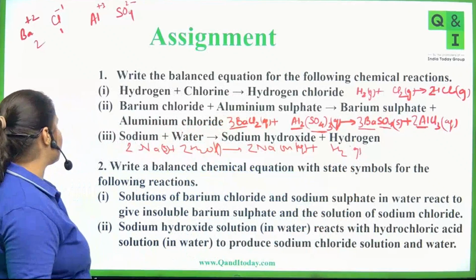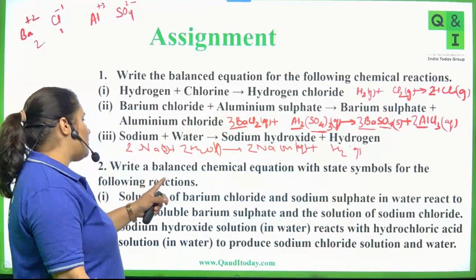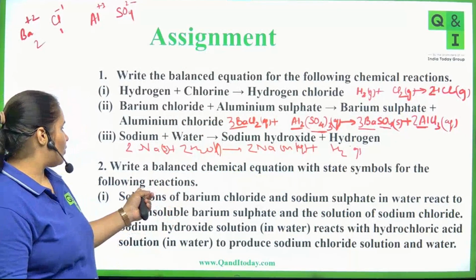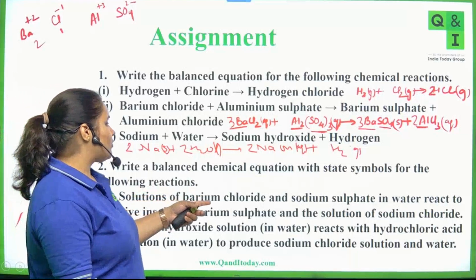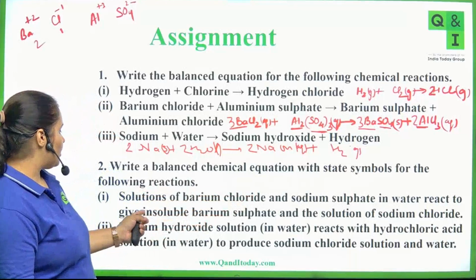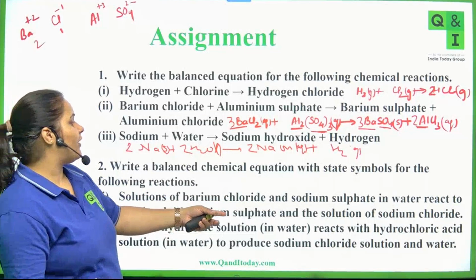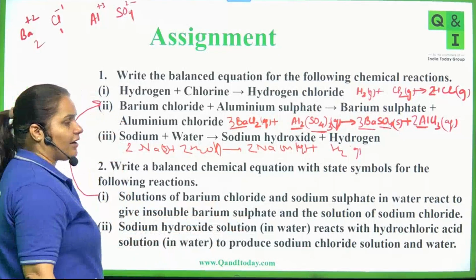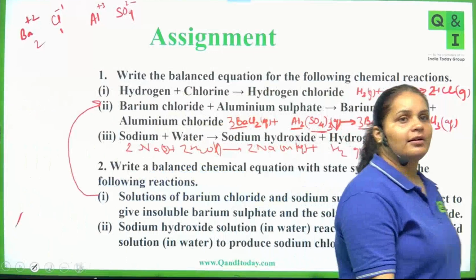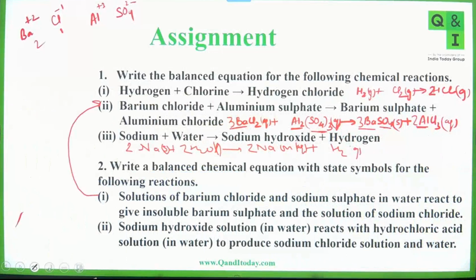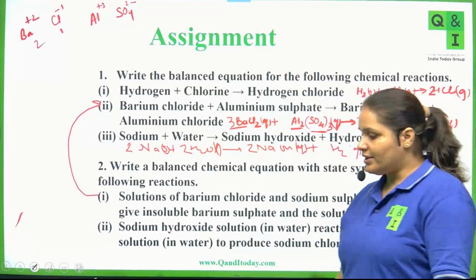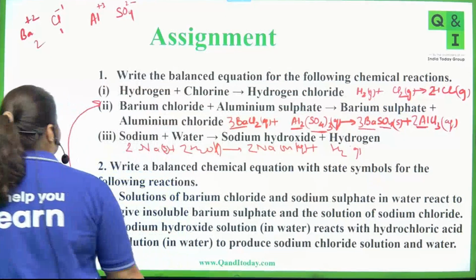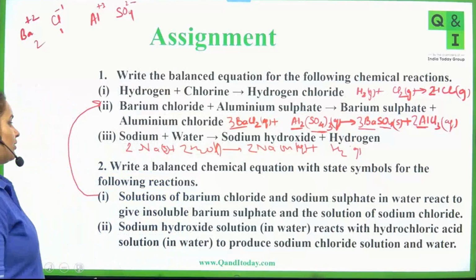Now coming to the second question, write a balanced chemical equation with state symbols for the following. Solutions of barium chloride and sodium sulfate in water react to give insoluble barium sulfate and solution of sodium chloride. Don't you think this is the same thing as the second one? Look at it. Isn't it the same thing? It's the same reaction, okay?